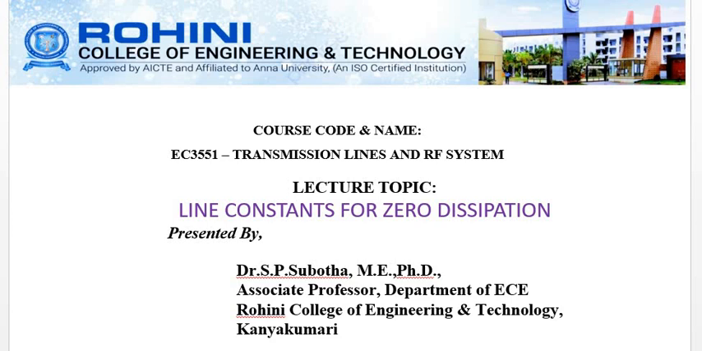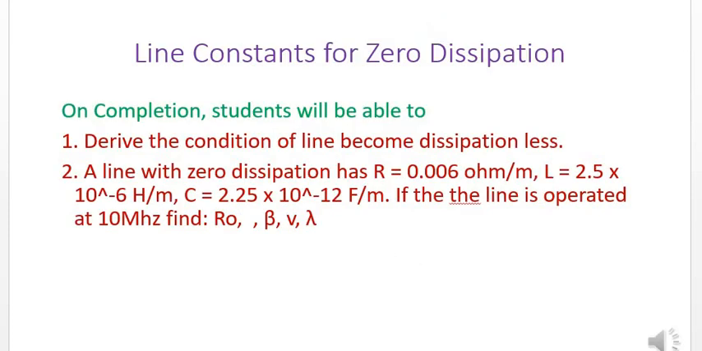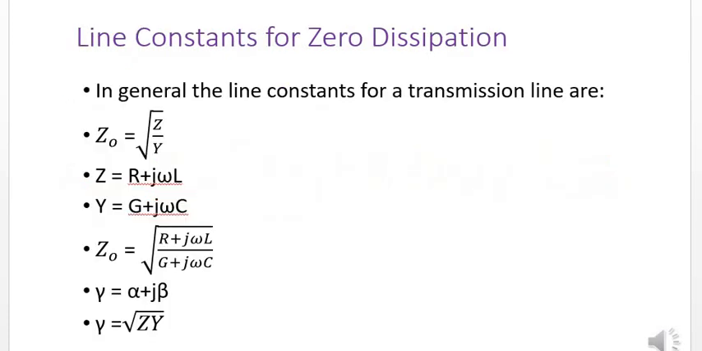Dear students, now we are going to see the subject Transmission Lines and RF Systems. Under that, the topic is line constants for zero dissipation. On completion of this topic, the students will be able to derive the condition for a line to become dissipationless, as well as find the line parameters by using the given data.